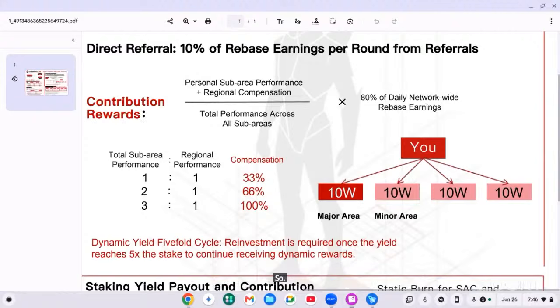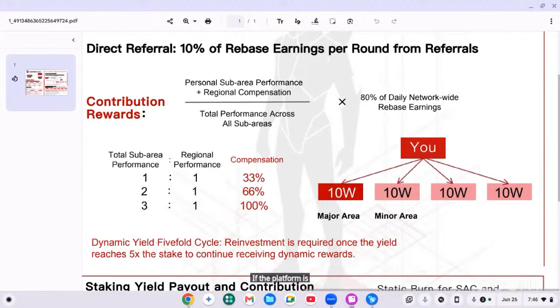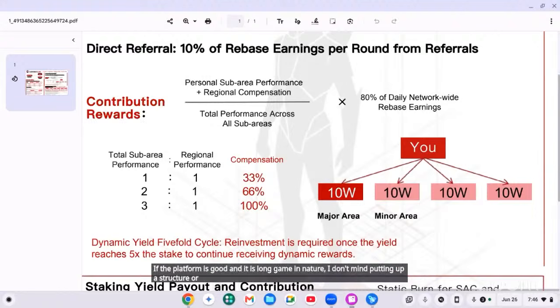So if you are a builder, congratulations, you have something very legitimate, very, very long term in nature to put up a business on. I keep saying, those of you who have been following me for over decades now, you know my stance on some of these things. If the platform is good and it is long term in nature, I don't mind putting up a structure or business on something. I don't want to waste my time building a team on something that will only last for 6 months or for 3 months, and then at the end of the day they disappoint everybody. Then it is between me and my team.